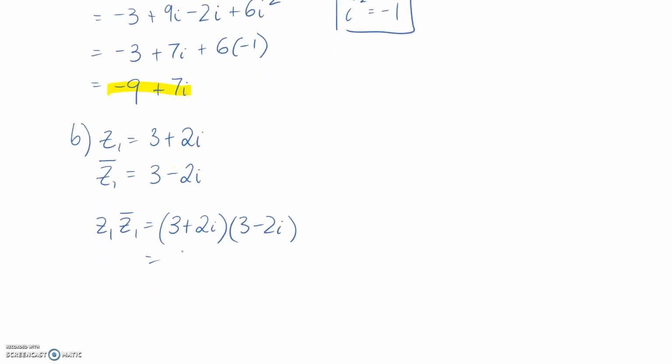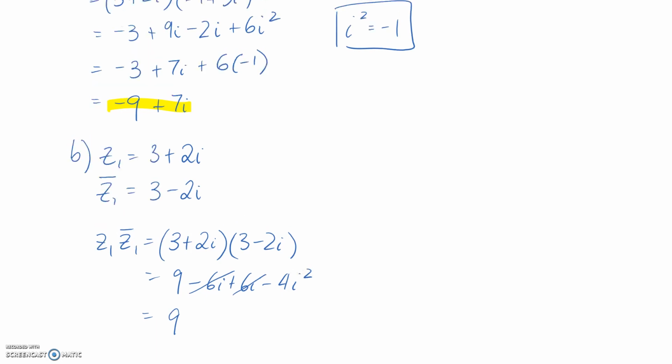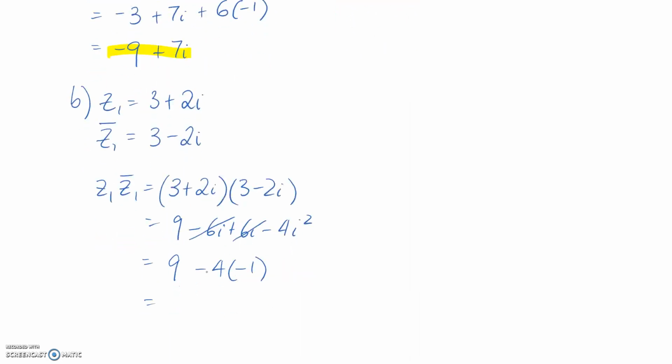and expand it out. So we would get 9 minus 6i plus 6i minus 4i squared. And what we see happening this time is that the imaginary parts cancel out with each other. So we've got -6i plus 6i, they're going to disappear, and we're left with 9. Remember again, we can use our i squared equals -1. So this is going to become minus 4 times -1. This becomes positive 4, so 4 plus 9 is 13 as our answer.